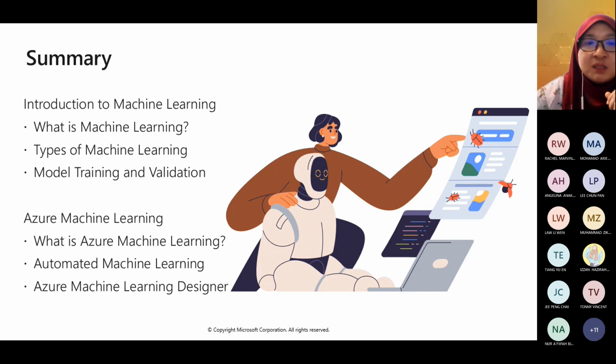Okay, in machine learning, of course lah, when you build a machine learning solution, you need to follow the principles of responsible AI yang ada 6 tadi kan. Then you need to refer back to those 6 principles of responsible AI. So that's what is machine learning.